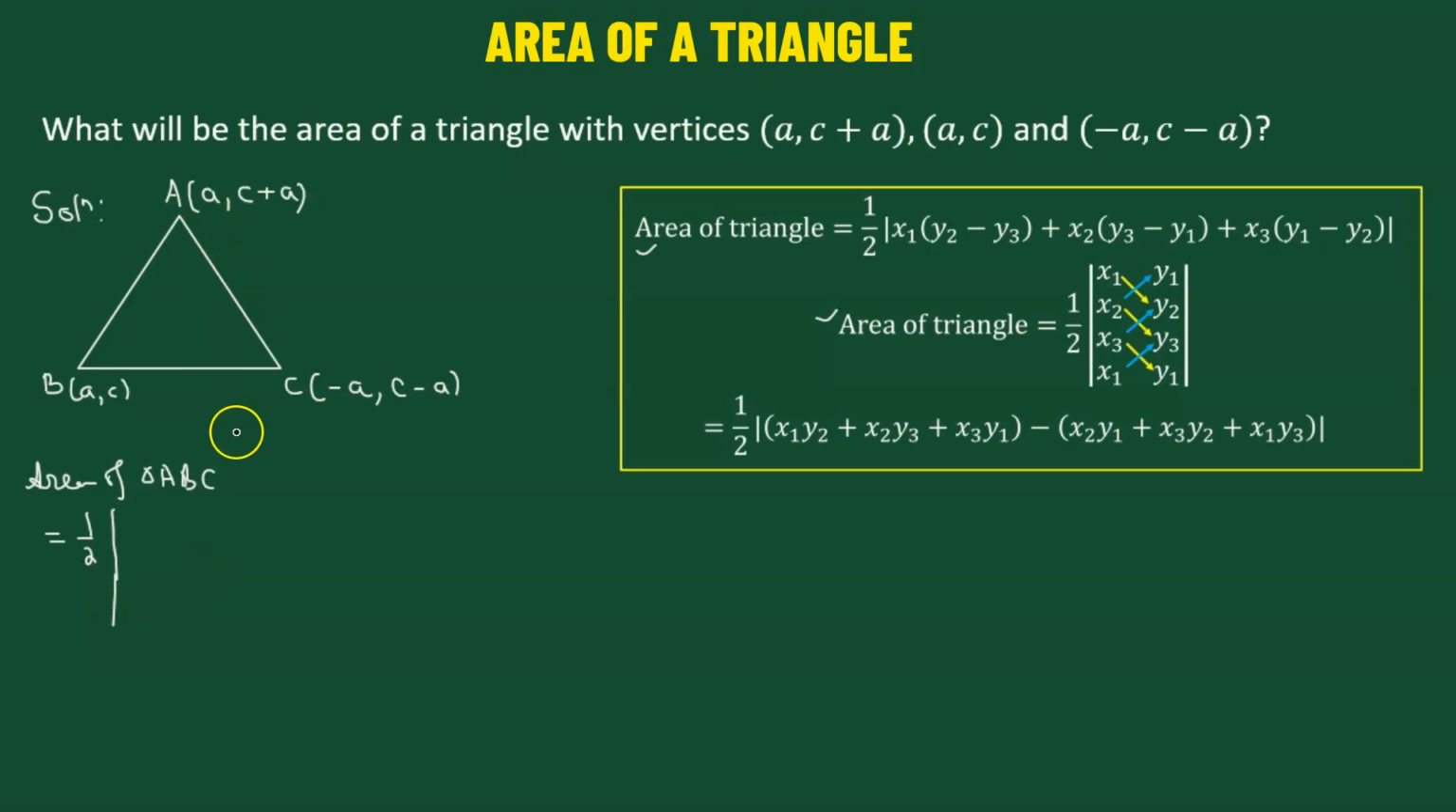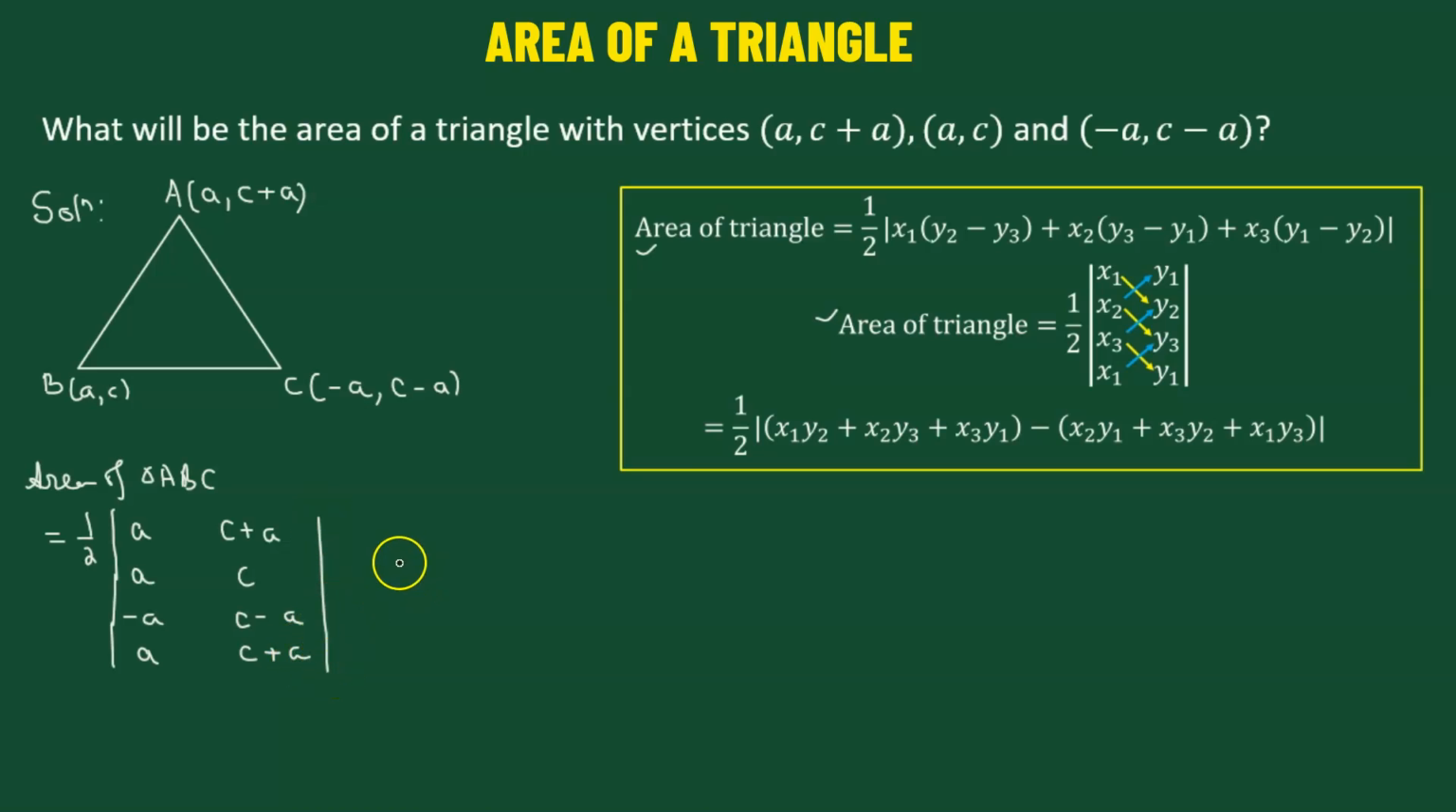Now what we'll do, we'll start with the coordinate of vertex A. So that's a and c+a. Then in the next row, we will use the coordinate of B, so that's a, c. In the third row, we'll use the coordinate of C, so that's -a, c-a. And then we'll again come back to the vertex A, which is a, c+a.